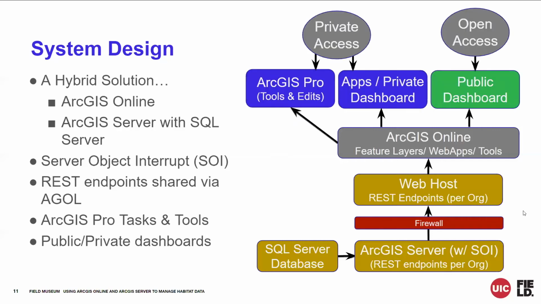This is the front end of the system, and it's shared through ArcGIS Online. Users have different ways of accessing, editing, and contributing data to the system. They can use ArcGIS Pro with our custom tools for adding and managing data. They can contribute data with mobile applications. And there's also dashboards for both public and private access to different versions of the same data.